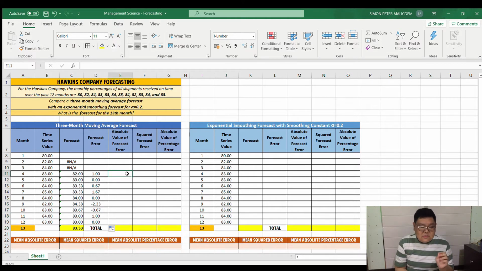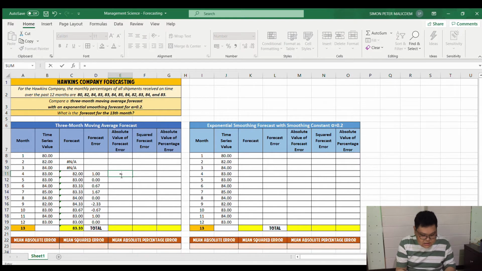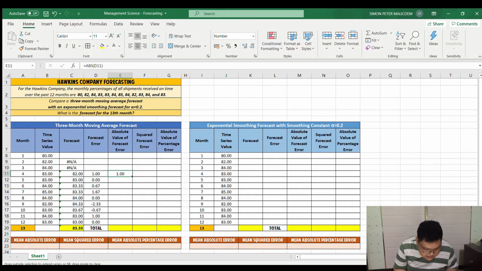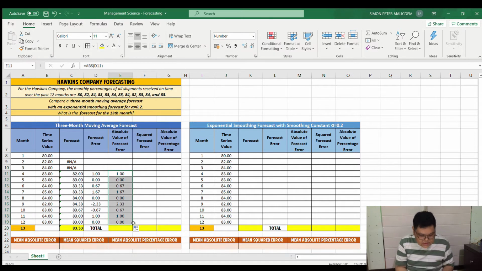Next, we need to solve for the absolute value of forecast errors. Okay, so the formula would be equals ABS for absolute value, open parenthesis, 1, close parenthesis, and click enter. So, drag the corner to the 12th month, and there we have it, the absolute value of forecast error.